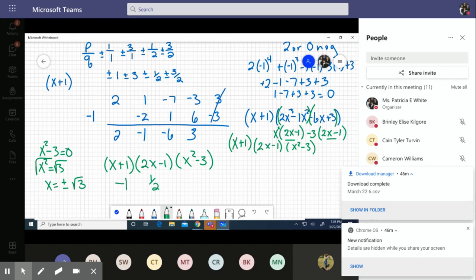The square root of 3 didn't show up in my possible answers. Why not? Because it's not a rational number. There you go. It's not rational. These are rational, right? And it did show up, so that's okay. I have a positive square root of 3. I have a negative square root of 3. 2 positives and 2 negatives. They're not rational, but they are real, right? Okay. What do you think?